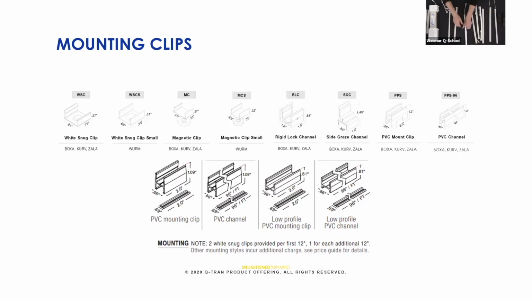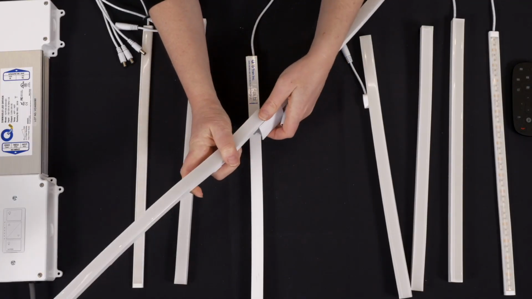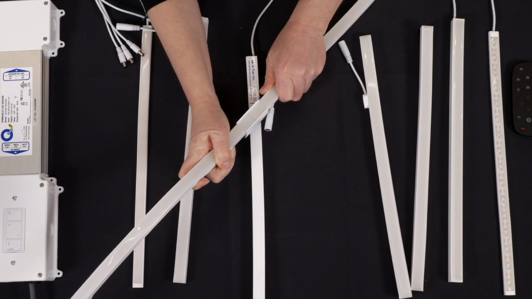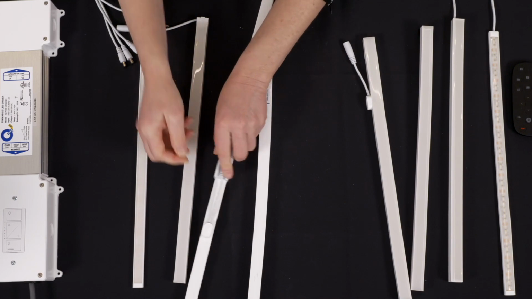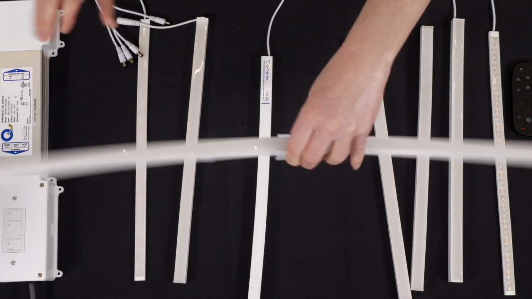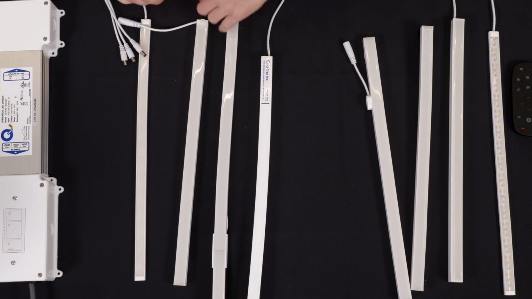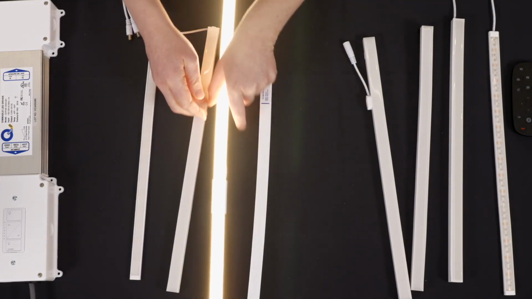You're welcome. The next set of channels are these are our PVC channels, and they're named PPS for the clip and PPS 96 for the 8-foot extrusions. These are UV stabilized PVC channels, and recently we introduced multiple sizes of these channels. We now have a separate channel height for both Boxa, Zala, and a different one for Curve, which is a little taller. That's the original. And then we have a low profile versions of both as well.